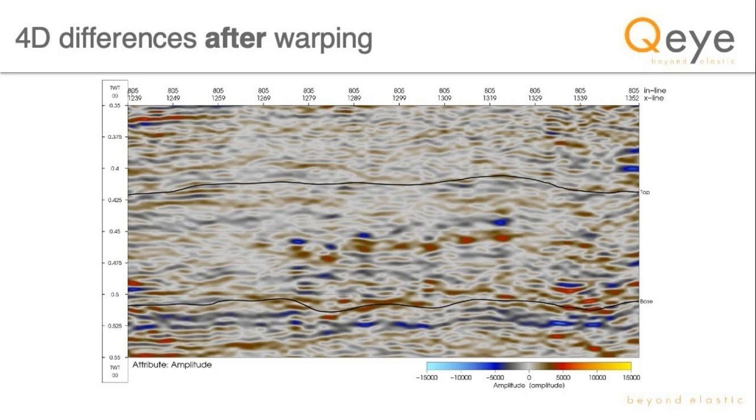you see a lot of the very bright amplitudes have completely disappeared. Now we know that the data is correctly aligned, so the differences are much more realistic to what's happening with the reservoir. And you see some nice small areas of brightening in amplitude, which could be related to the wells injecting the steam.